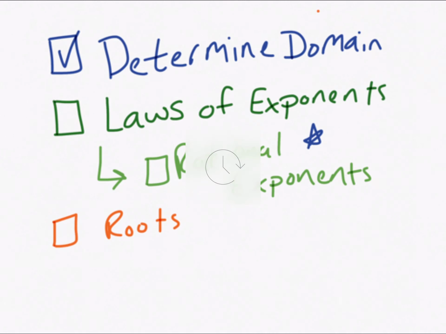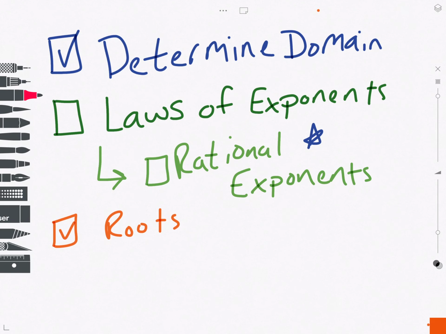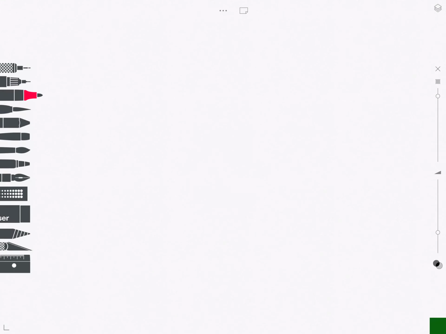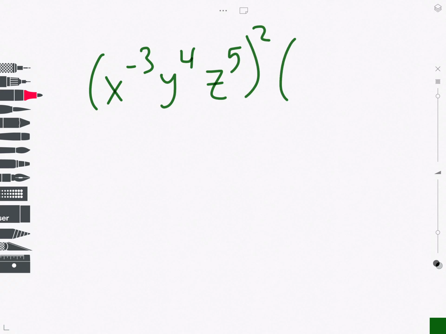Okay, so that's roots. Next thing is laws of exponents, which let's look at. Let me find a good example here instead of just trying to make one up. Let's say that we had x to the -3rd, y to the 4th, z to the 5th, all squared, times y to the -8th, z.